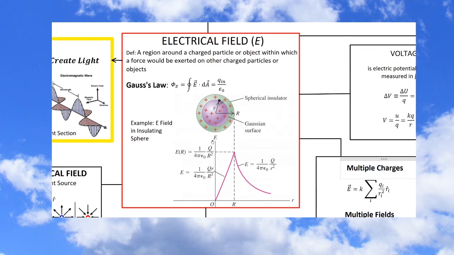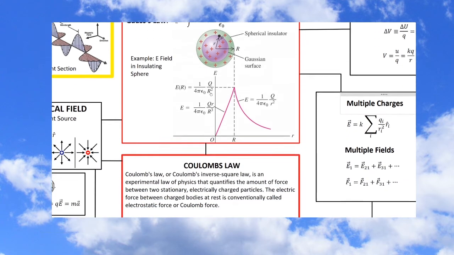Okay, so Gauss's law tells us the field strength. What about that force? It says that the region around a charged particle or object within which a force would be exerted on another charged particle. Well, that's what Coulomb's law is for.